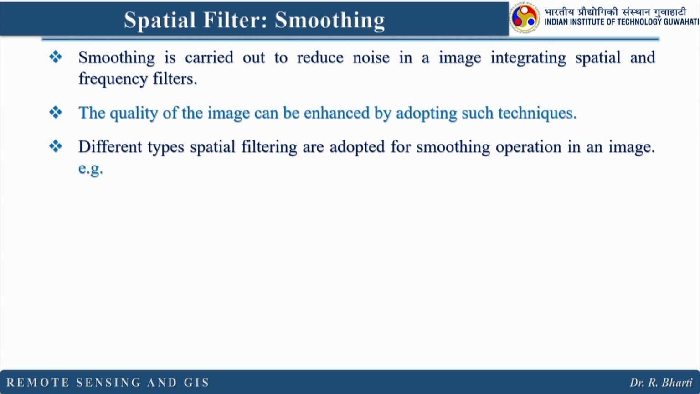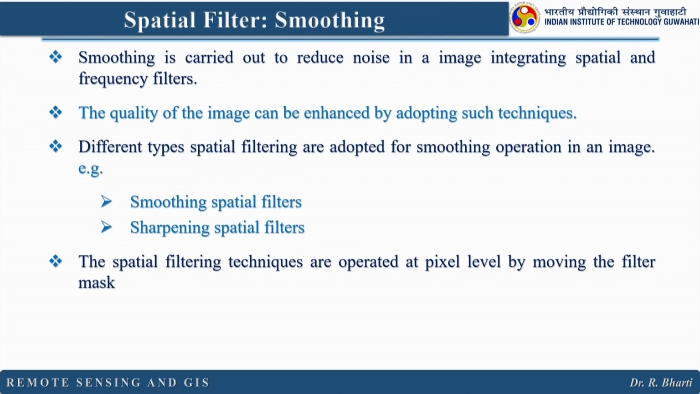Different types of spatial filtering are adopted for the smoothing process in an image, right. For example, smoothing spatial filters and sharpening spatial filters. The spatial filtering techniques operate at pixel level by moving the filter mask. I hope this is clear to you, that we have already covered this part, moving the filter mask.